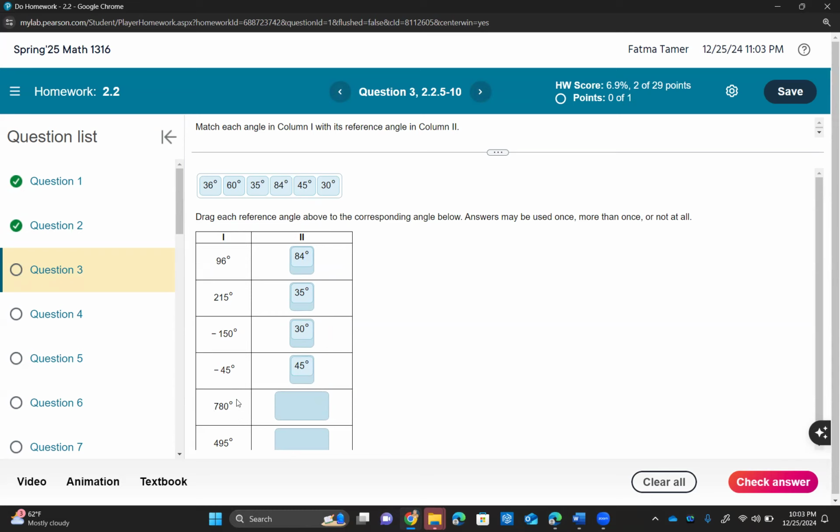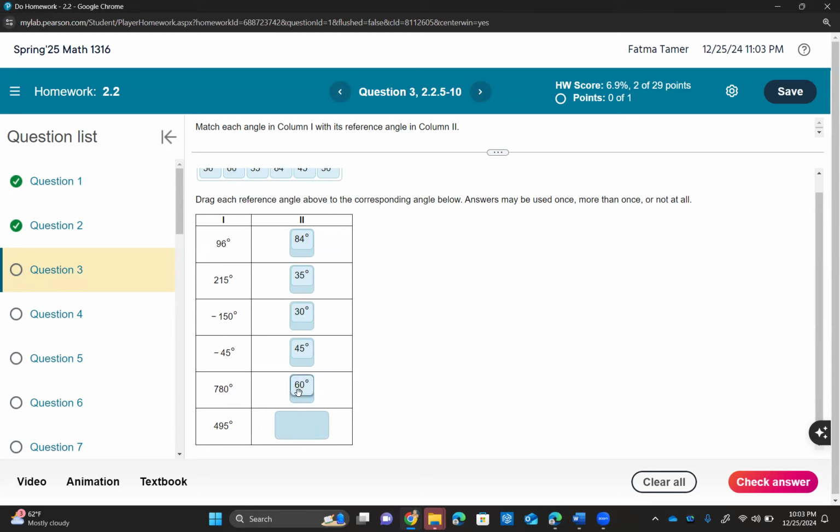780 is more than 720, so I'm going to subtract 720 and I will find 60 degrees. So its reference angle will be 60 degrees.